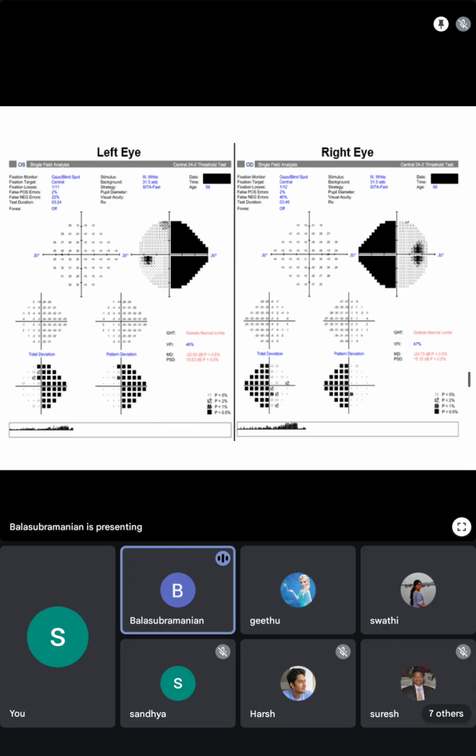Okay. Where will the blind spot be usually? Nasal or temporal? Temporal to fixation, ma'am. 15 degrees temporal. You can see the blind spot clearly on the other half, isn't it, in both the pictures? Yes, ma'am. That means which field is affected? Which is the complete scotoma? Is it nasal or temporal?